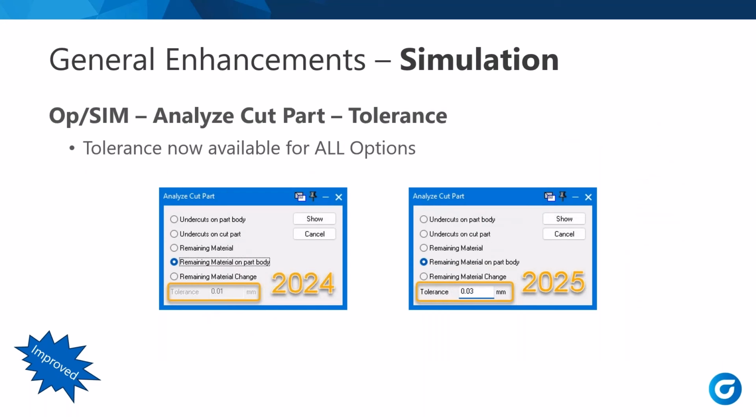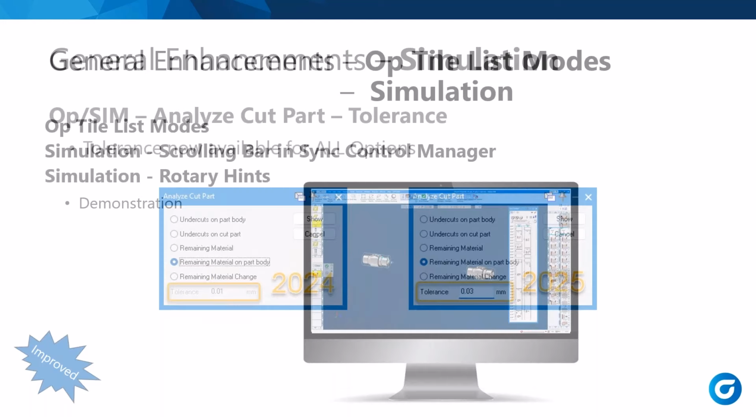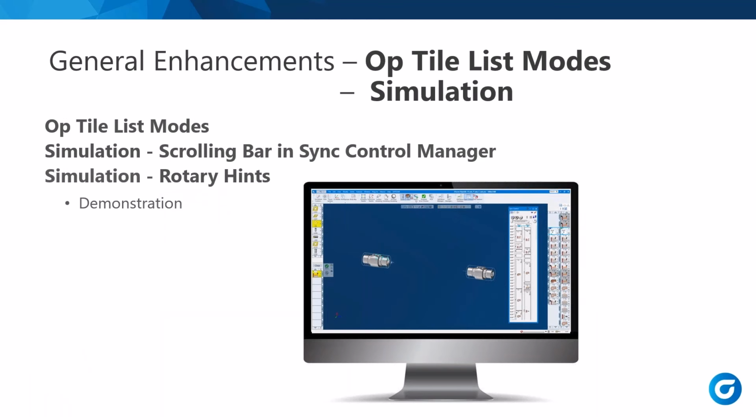And analyze cut part tolerance. In previous versions, I believe this was only for remaining material change, but now this tolerance is also available for other analyze features. All right, so I'm going to show some of these features.